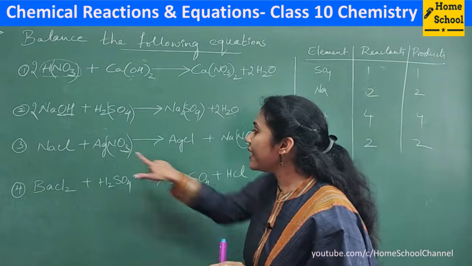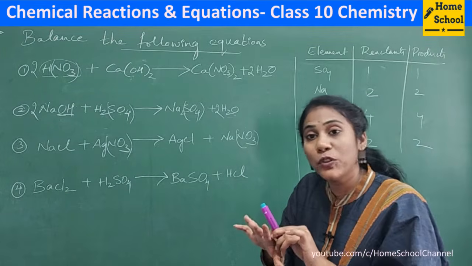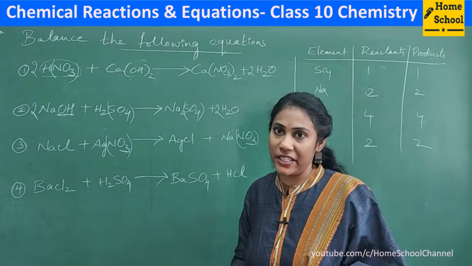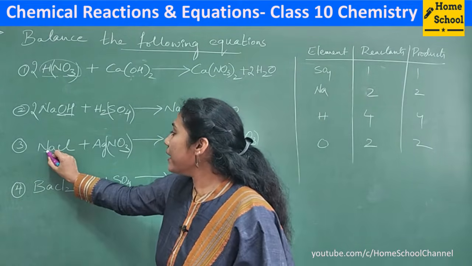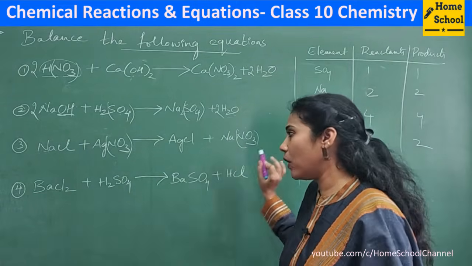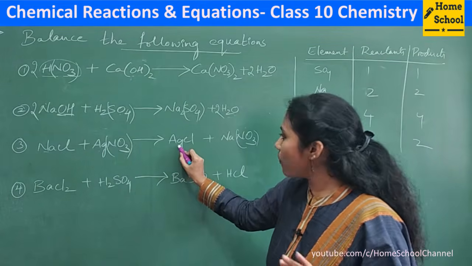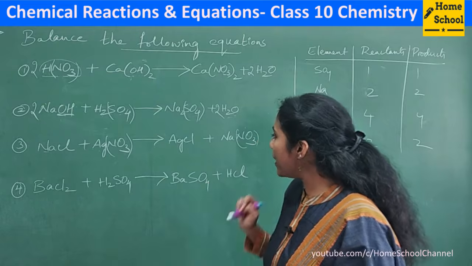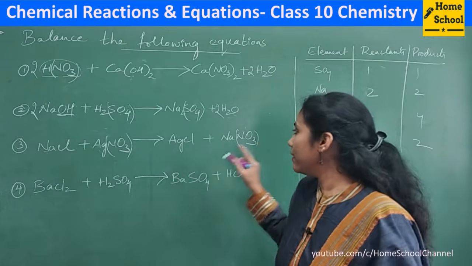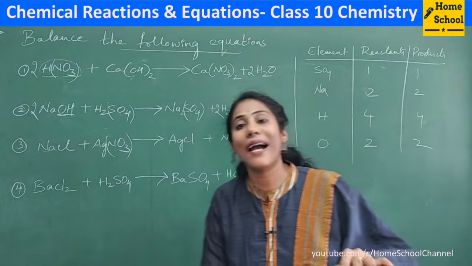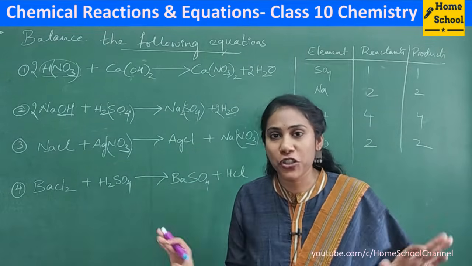How many NO3s are there in the reactant side? Only 1. How many NO3s in the product side? 1. So NO3 is already balanced. Now go for the next element. Let me consider sodium. How many sodiums here? 1. Product side, 1 sodium, already balanced. Next go for checking silver. Ag, 1 Ag. Product side, 1 Ag, balanced. Next, which element is remaining? Cl is remaining. Cl, reactant side, 1. Product side, 1. That means the reaction is already in a balanced form. So when it is already balanced, you are not supposed to touch anything.